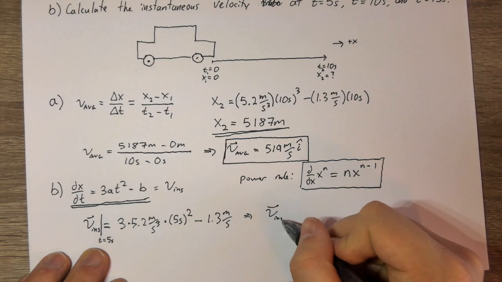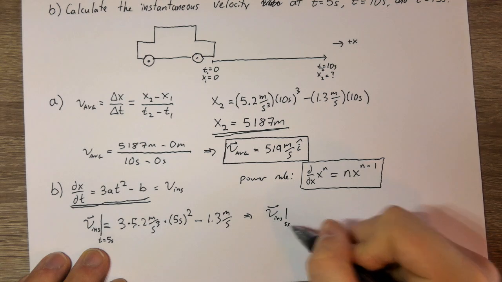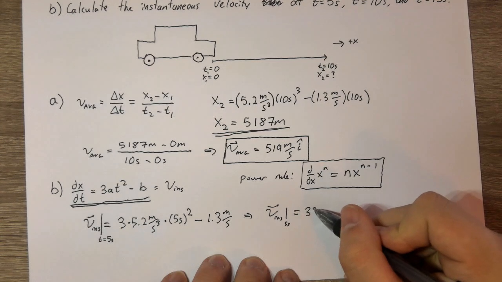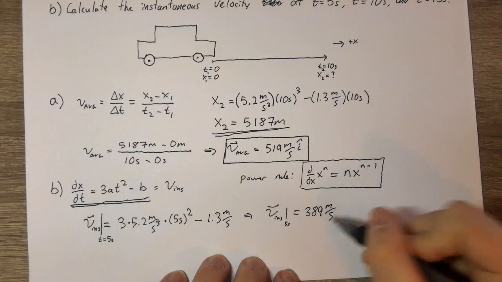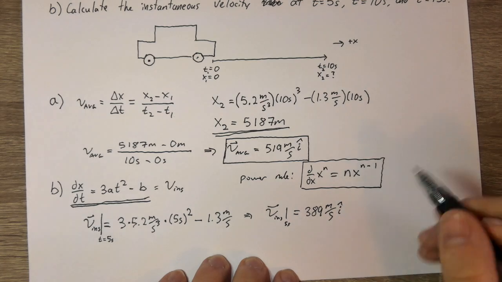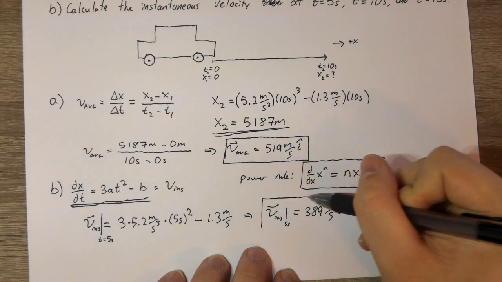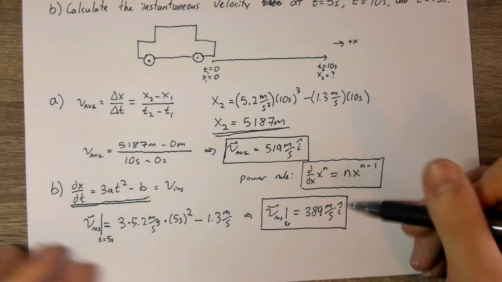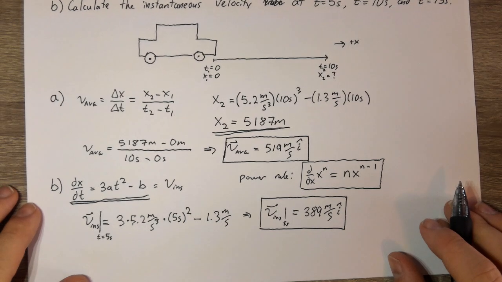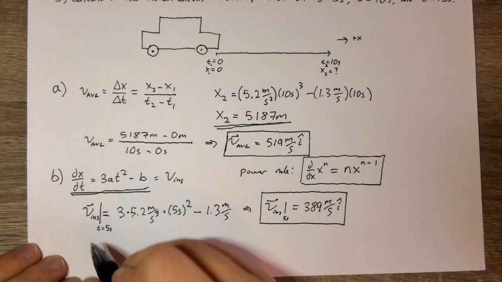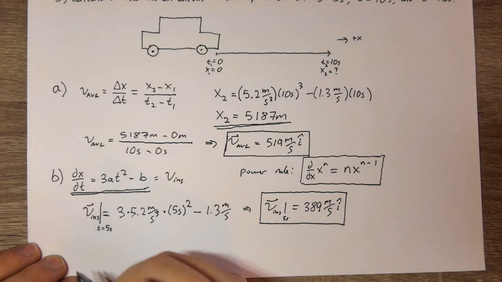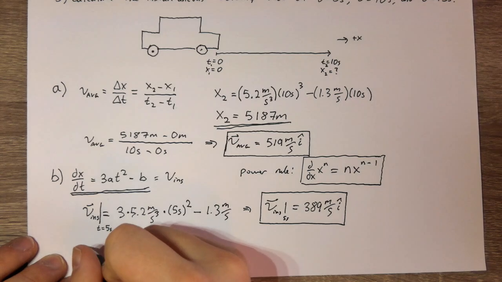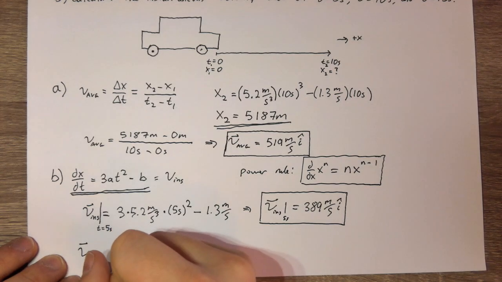So our velocity at 5 seconds turns out to be 389 meters per second. And it's still going in the same direction, the i-hat direction, so I will put that unit vector at the end. Note this is a very fast car. Cars don't usually go this fast, but that's just the way it worked out with the numbers I chose. Okay, let's do it for 10 seconds and then 15 seconds.